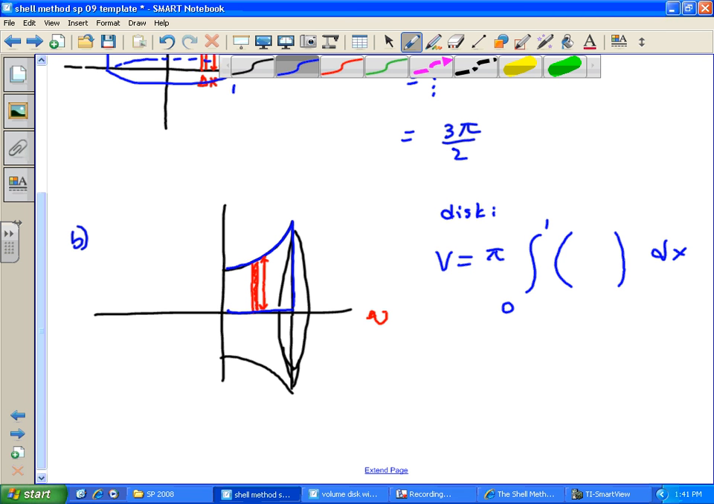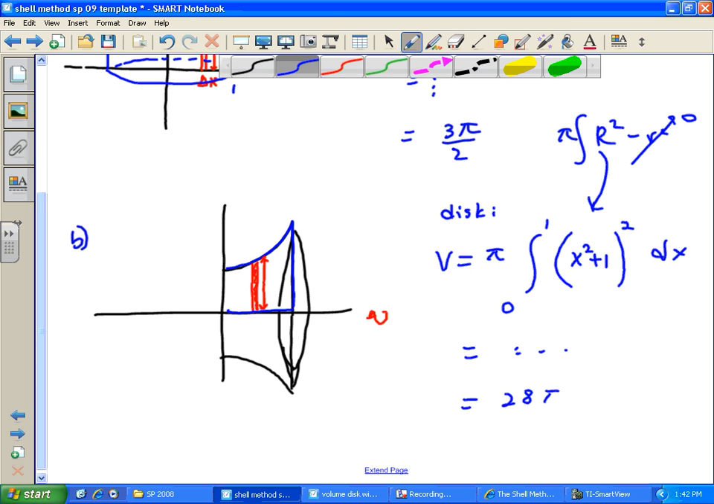What is the big R here? X squared plus 1. And it has to be squared because the formula said pi times big R squared minus little r squared. This was 0, but then we put the big R squared in there for us. And once again, I know you can integrate this, distribute the binomial, integrate piece by piece. Did anybody find an answer for this?